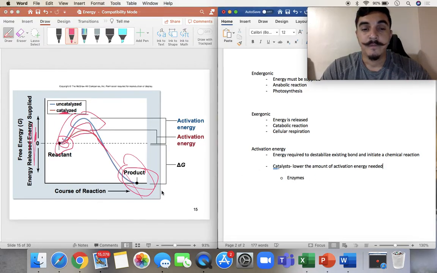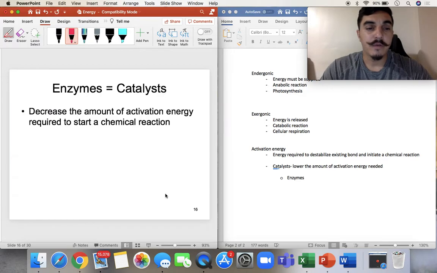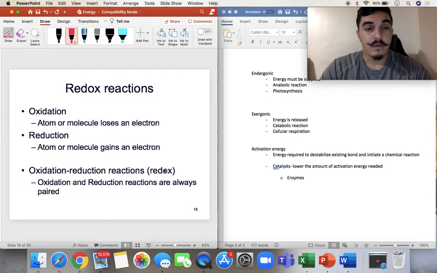Okay, that's a cool picture. So here's enzymes or catalysts, the same thing, and they decrease the amount of energy required to start a chemical reaction. Those are our catalysts.